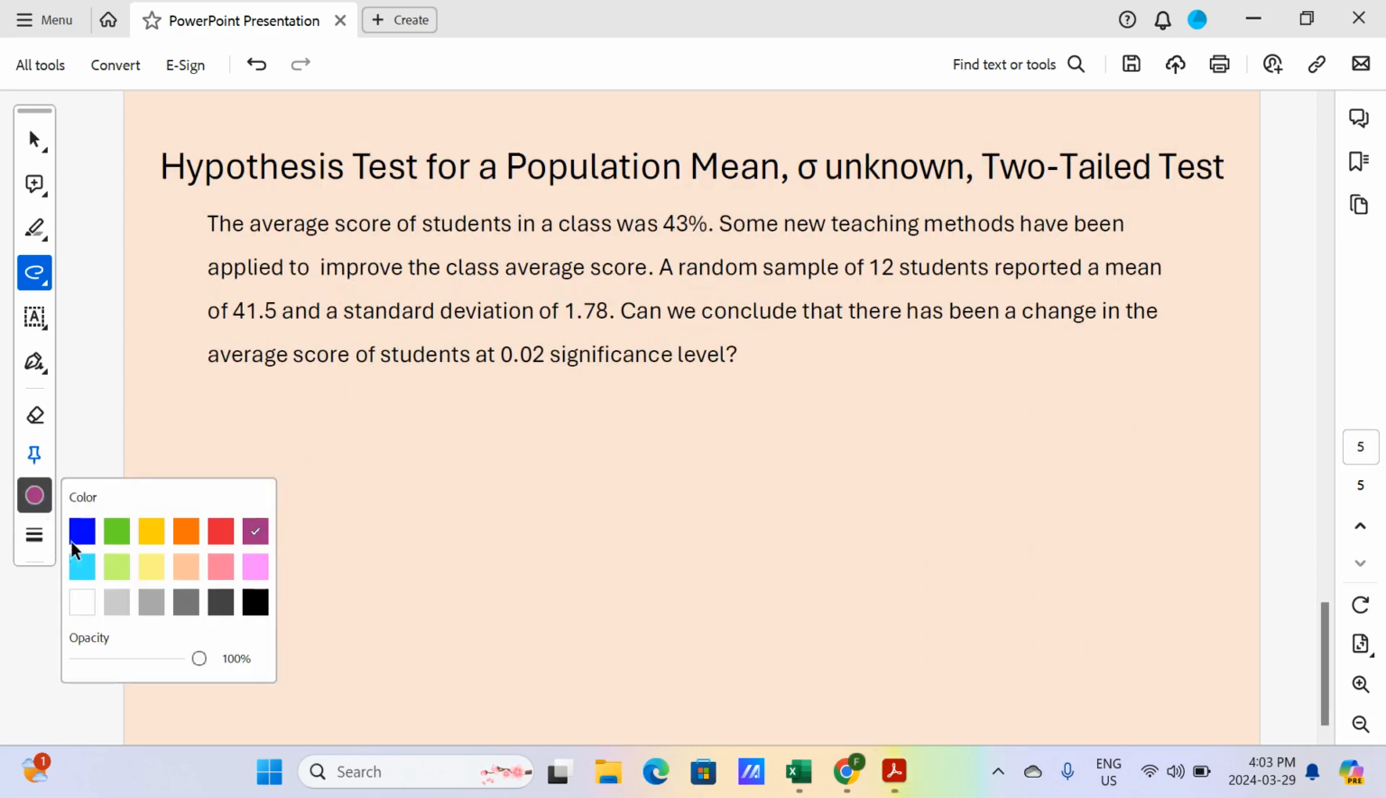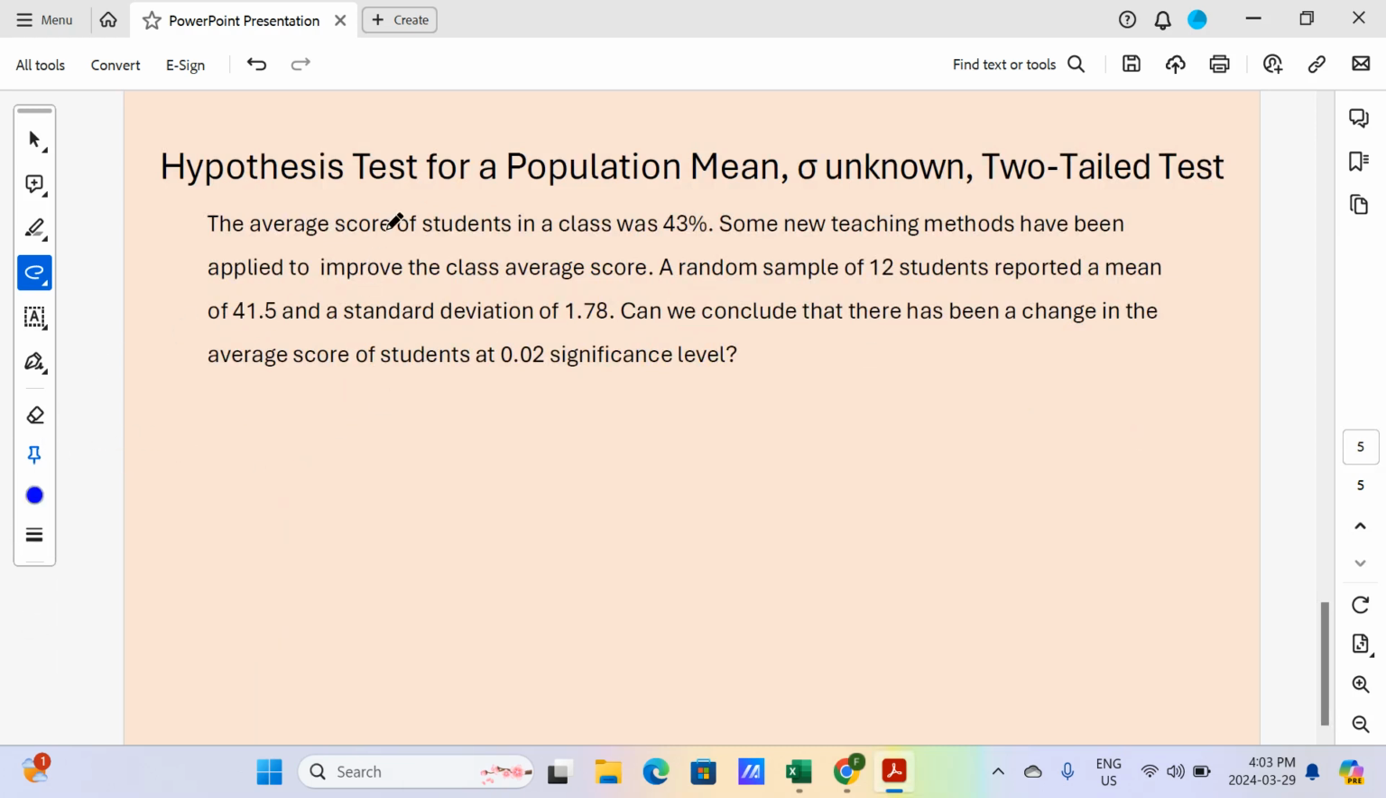Look at the question. It says the average score of students in a class was 43%. We have a population of students, and the mean of this population is 43%. Some new teaching methods have been applied to improve the class average score. Then they have selected a random sample of 12 students. This random sample reported a sample mean of 41.5 and a standard deviation of 1.78. Sample mean x bar is 41.5 and s, the sample standard deviation, is 1.78.